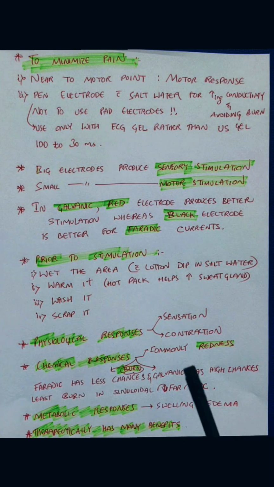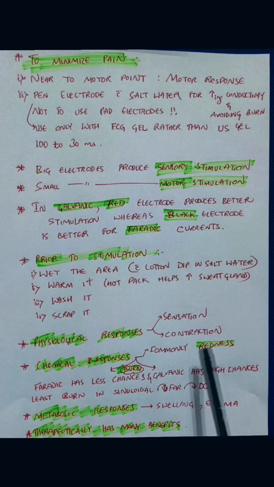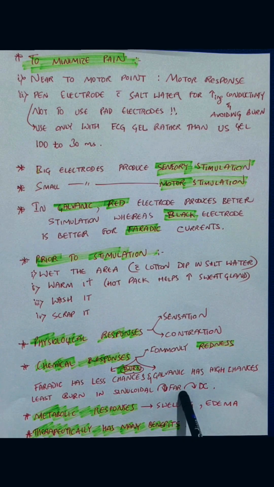Now the physiological responses to NMES are sensation and contraction. Chemical responses are commonly seen as redness. In certain cases burns can be seen, whereas Faradic has less chance of burns and galvanic has more chances of burns. The least burn happens in sinusoidal currents, then the Faradic, and then the direct currents. There are multiple metabolic responses like swelling and edema. There are many benefits therapeutically seen with NMES.